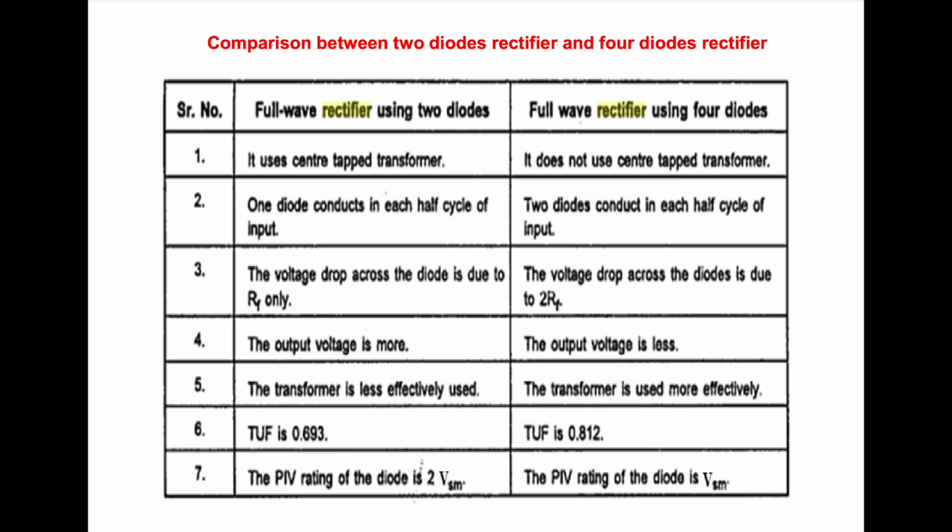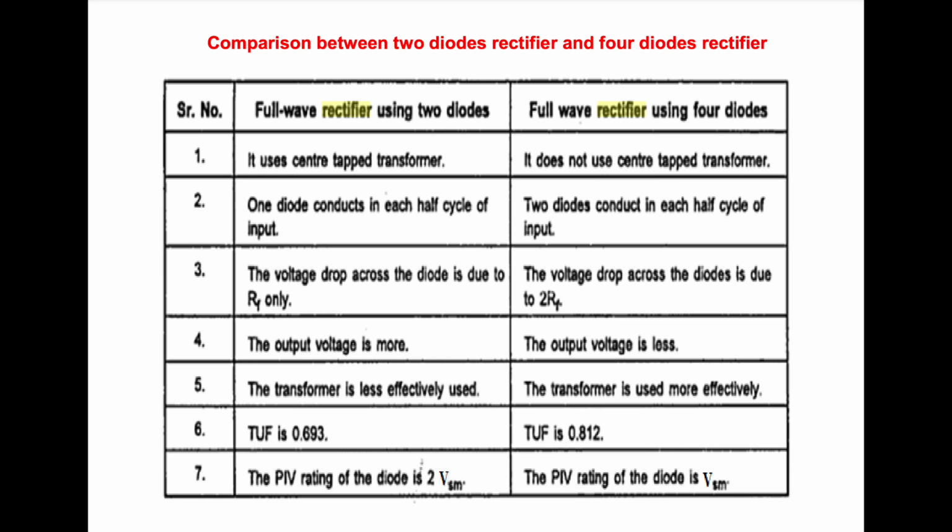And for 2 diode, the voltage drop across the diode is due to the RF only. Meanwhile, for the 4 diode, the voltage drop across the diode is due to 2R. And then for 2 diode, the output voltage is more. For 4 diode, the output voltage is less. And then for 2 diode, the transformer is less effectively used. And for 4 diode, the transformer is used more effectively.